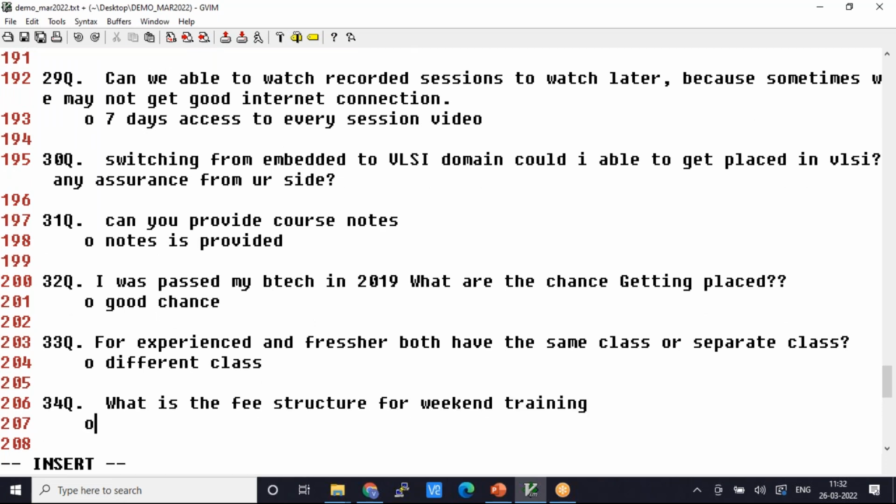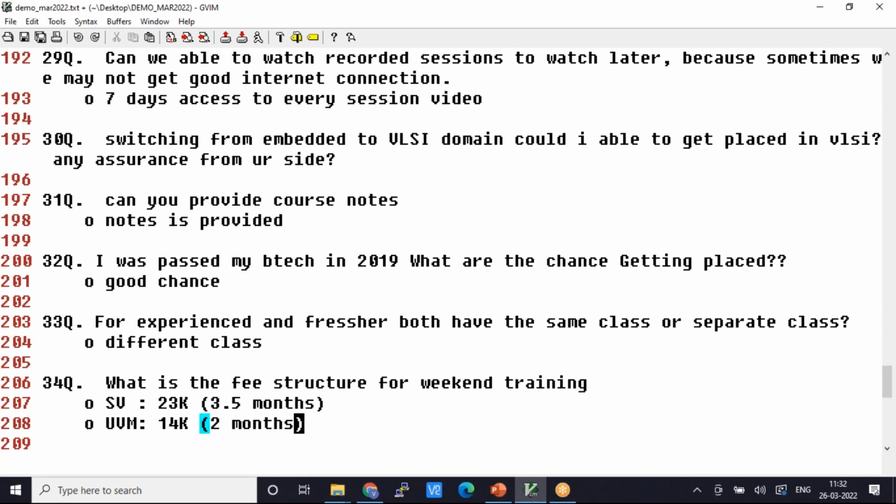For the weekend training, what is the fee structure? Someone looking for SystemVerilog training, it is 23,000, as I told you, around 3.5 months of training. And the UVM training, I think around 14K, which is around 2 months of training. If done together, it comes to 36, so a 1K reduction will be there when done together.